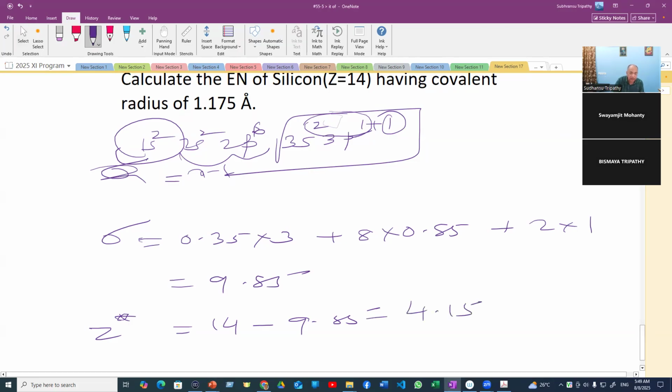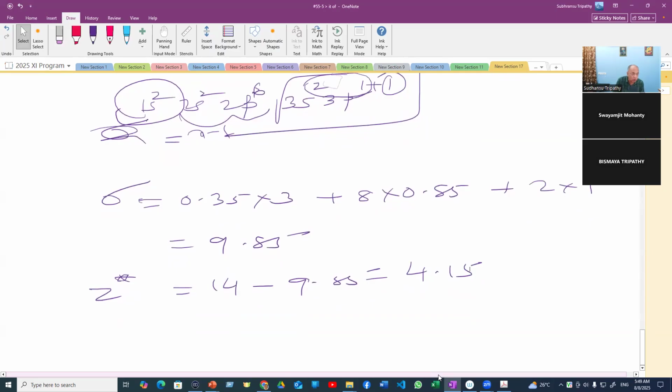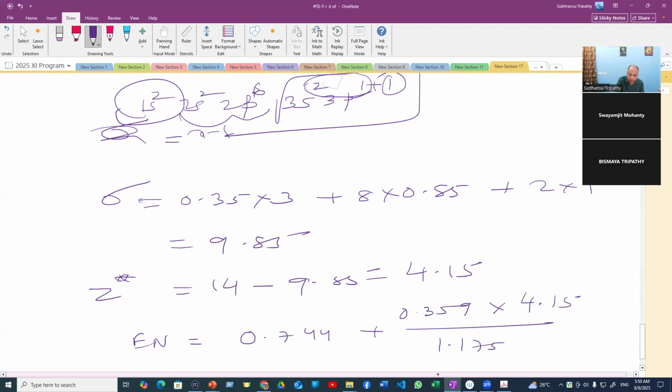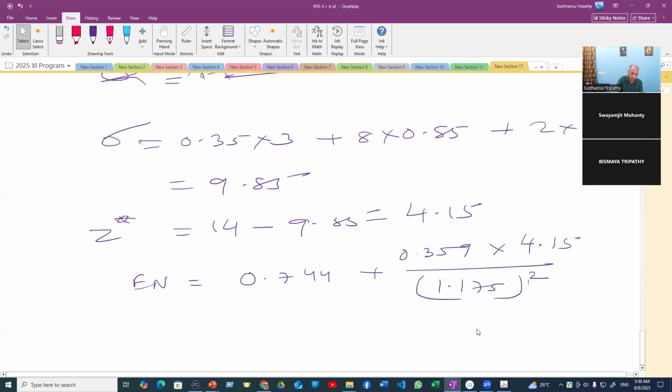Then use this in the Allred Rochow equation, that En or Xi is equal to 0.744 plus 0.359 into Z star, 4.15 by 1.175 square. So this comes to 1.82.